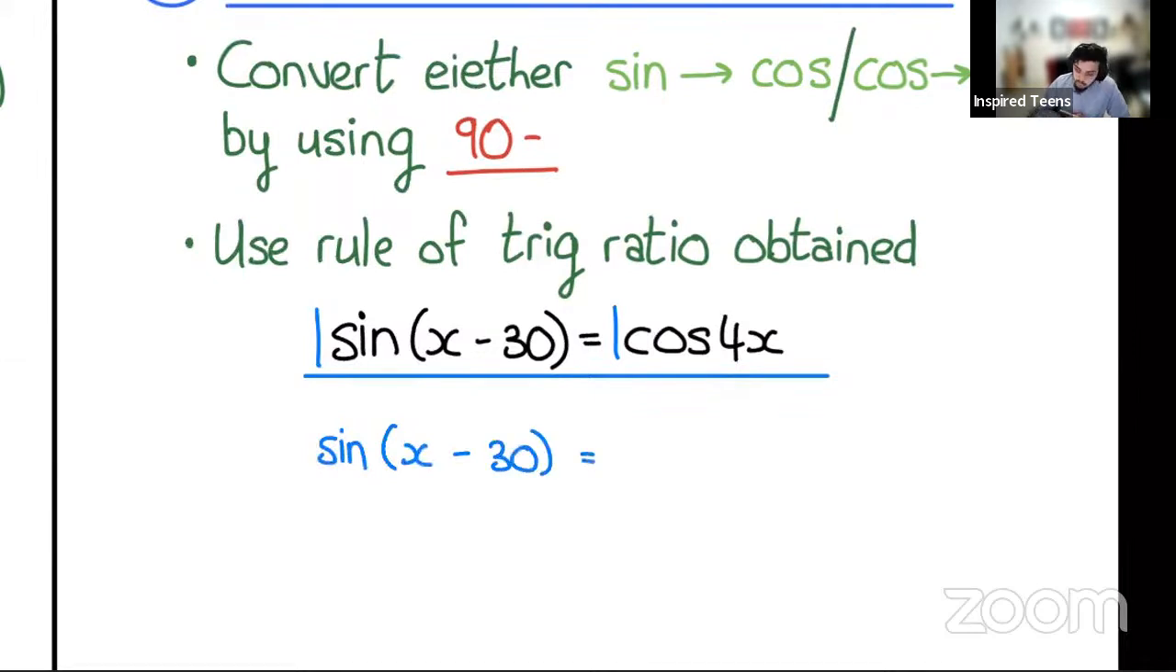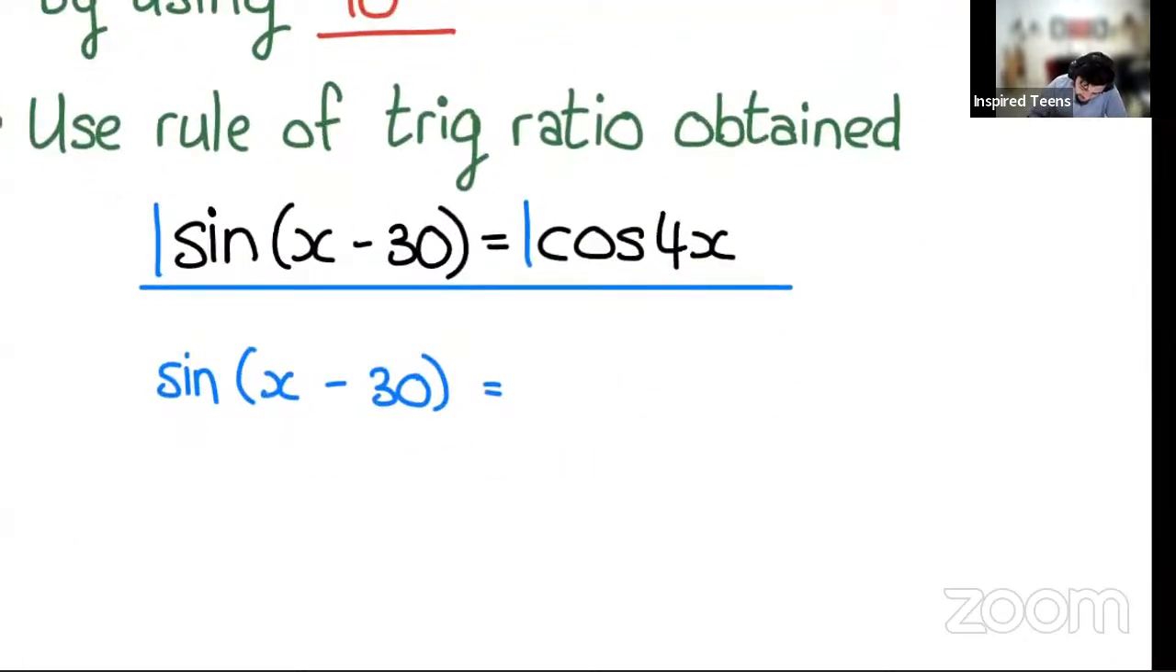And we equate this to, so the first thing you should do automatically is change your cos to a sine. And in brackets, instead of writing 4x, you want to write 90 minus 4x.